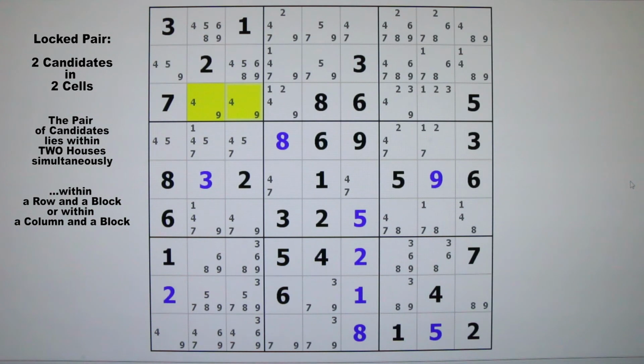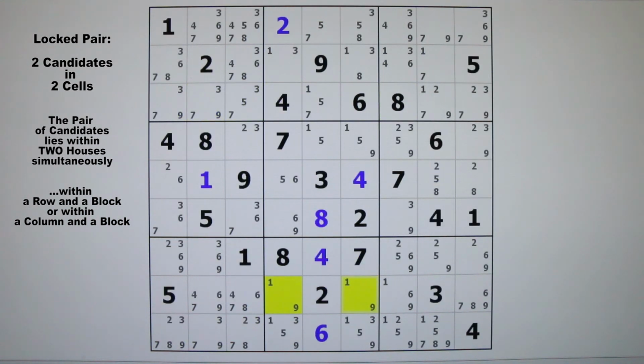All right, the next one we have a naked pair of 4 and 9, 4 and 9 that lies in row 3 and block 1. So you can eliminate the 4 and the 9 from the block and from the row. I hope I don't miss one. All right, there we go.